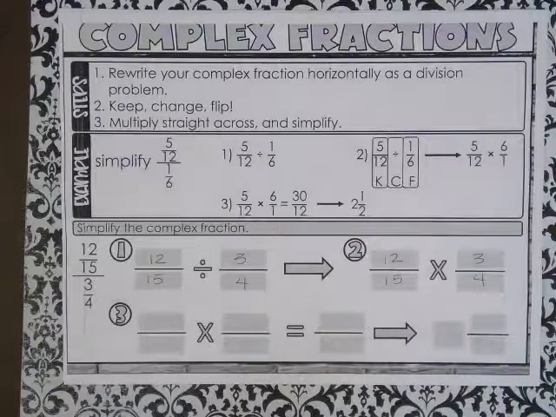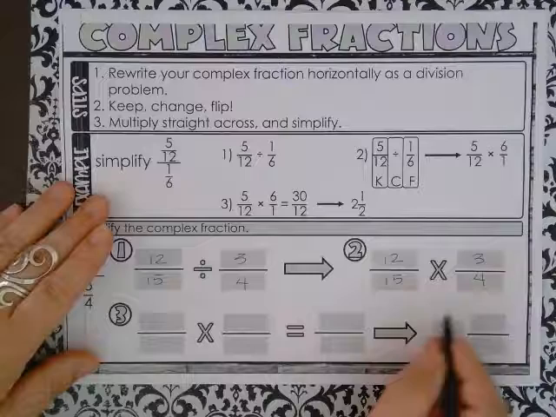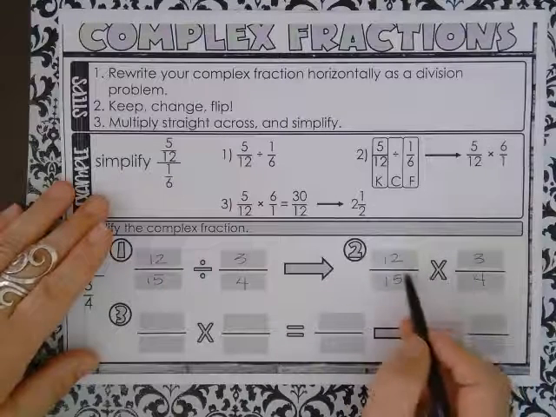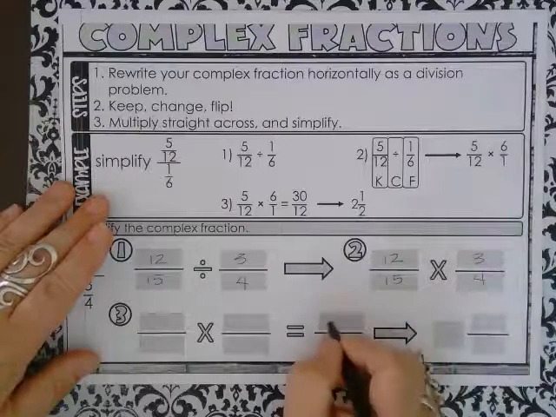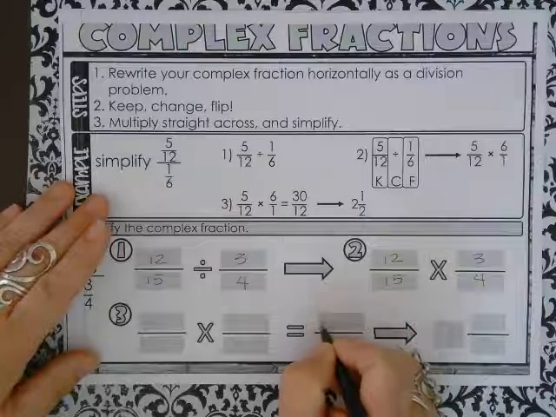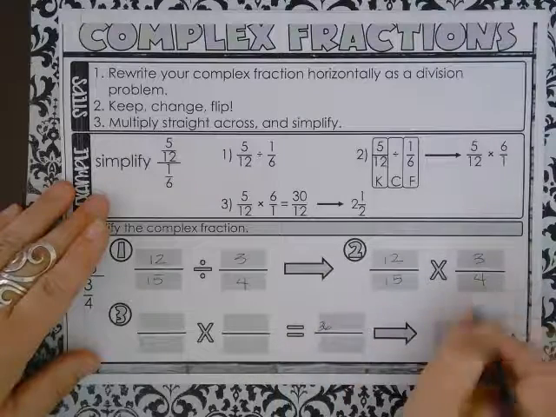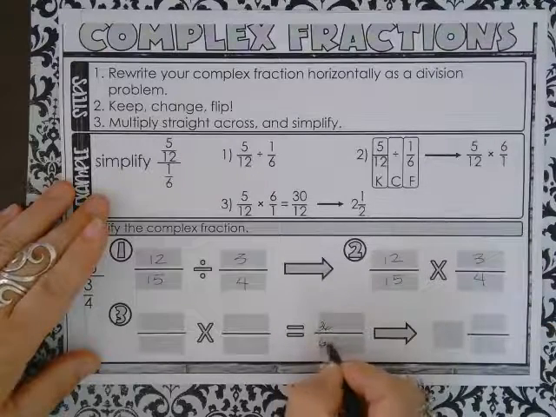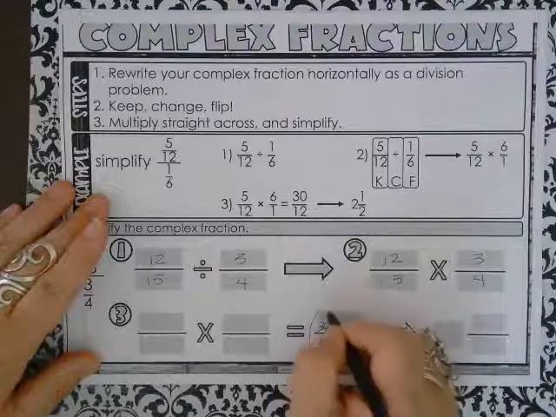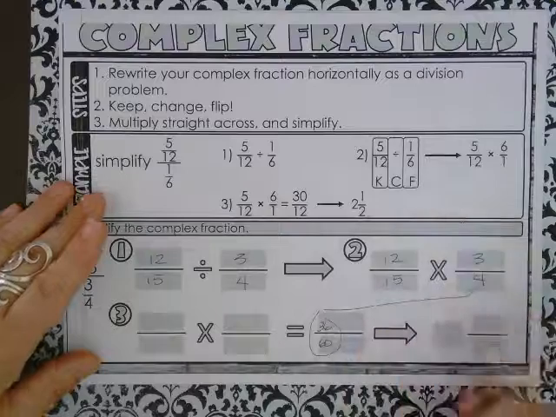And now we're going to look and see, is there anything that I can simplify? So I have two choices. I could just do 12 times 3, which is 48. No, it's 36, ding dong. And I could do 15 times 4, which is 60. So that's if I just choose to do it this way.